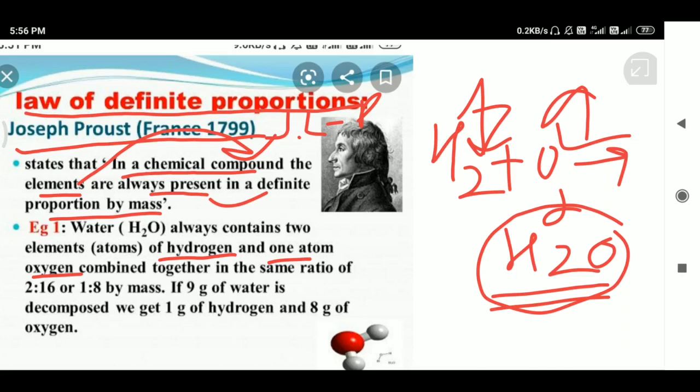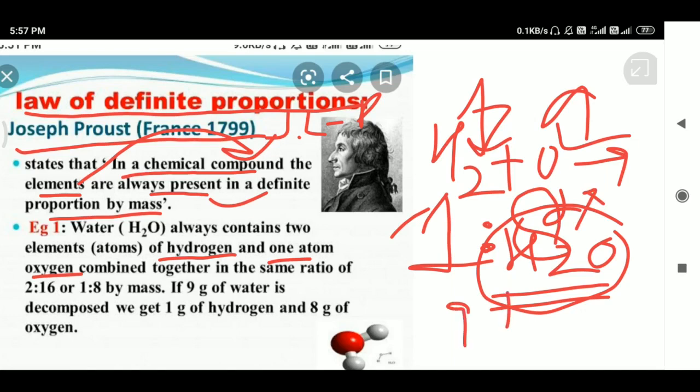All water always contains two elements: hydrogen and oxygen. Hydrogen and oxygen combine in the same ratio of 2:16, or 1:8 by mass. That means 1 gram of hydrogen reacts with 8 grams of oxygen to form 9 grams of water. This means that whenever you see water formation, water is always present in a fixed proportion by mass.